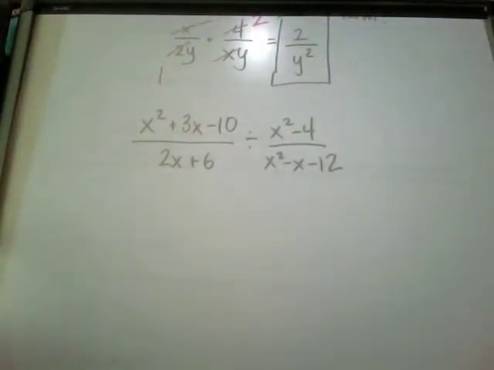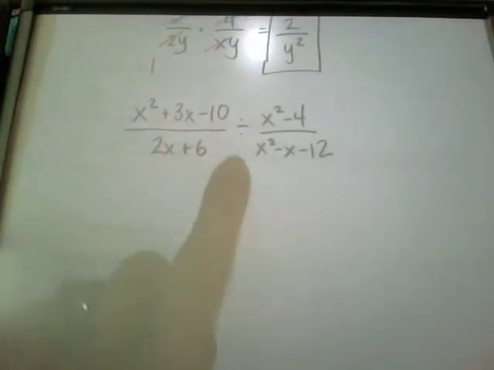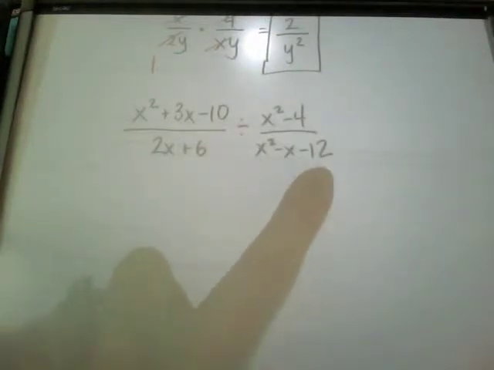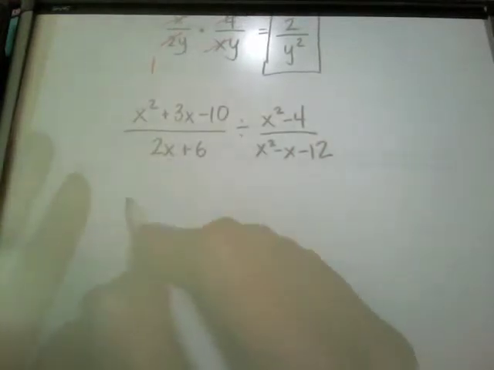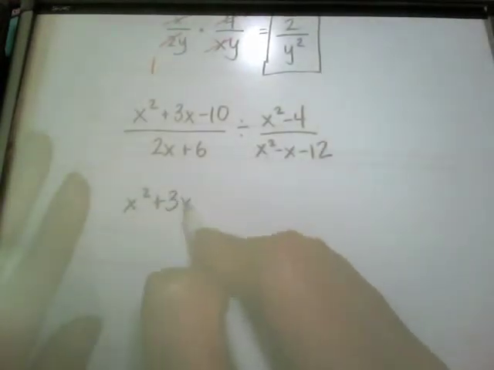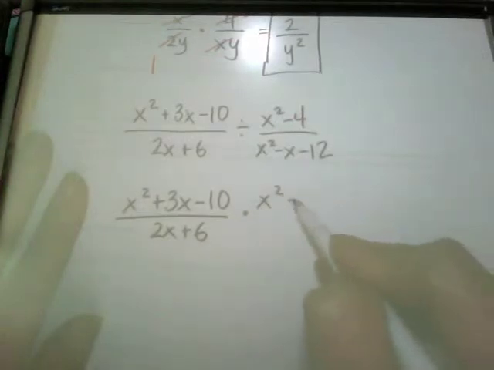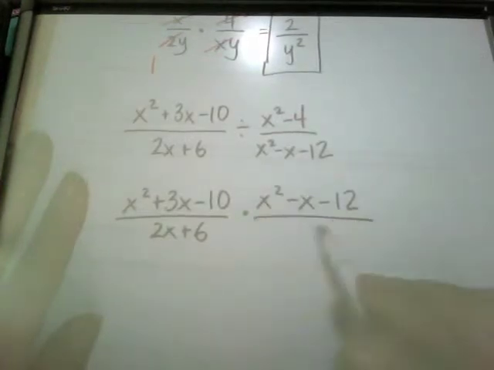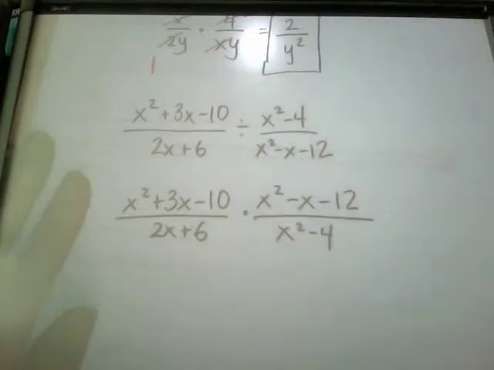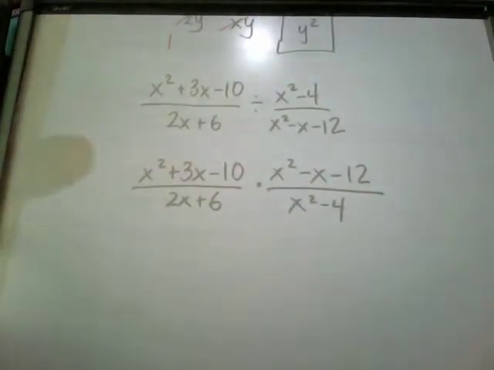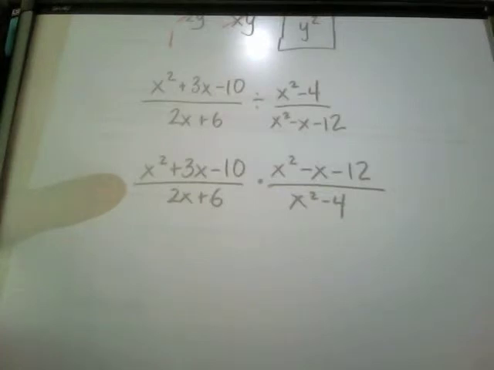So here it is as the way it's going to be given. X squared plus 3x minus 10 over 2x plus 6 divided by x squared minus 4 over x squared minus x minus 12. Now we need to rewrite it, keeping the first fraction the same, changing it to multiplication, and flipping the second fraction to its reciprocal, so it just goes upside down. So what I was trying to say is if this was the homework problem, you can go straight to this step right here to write it down on your paper. Just don't forget to flip it over on the second fraction.